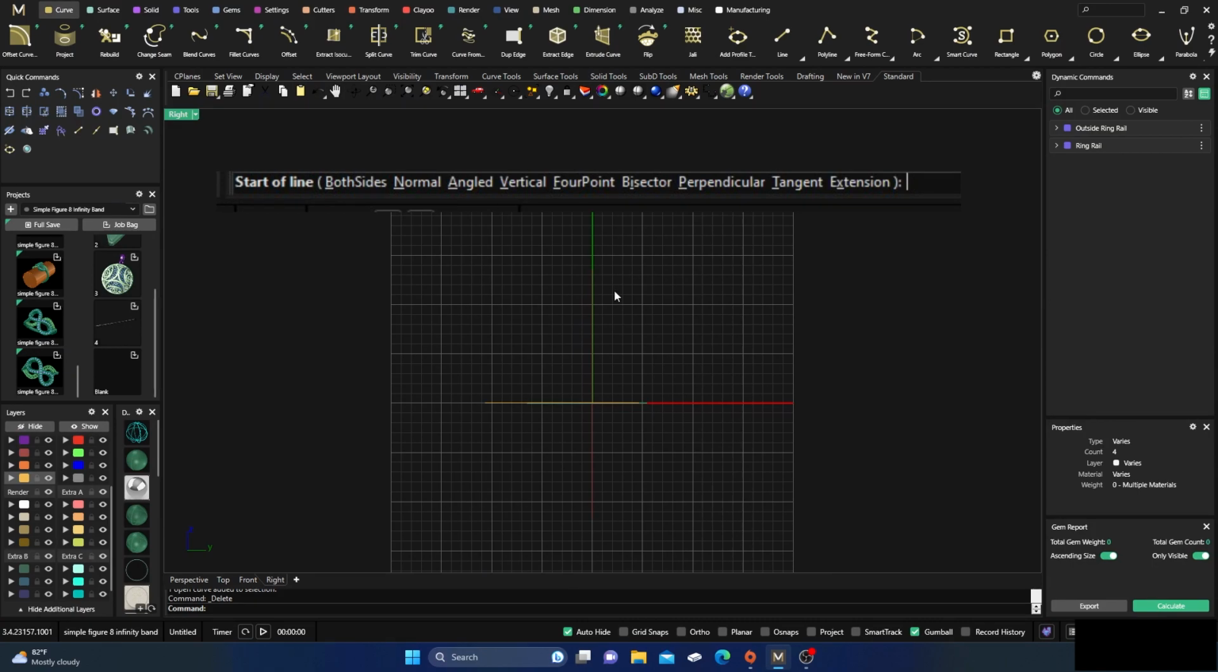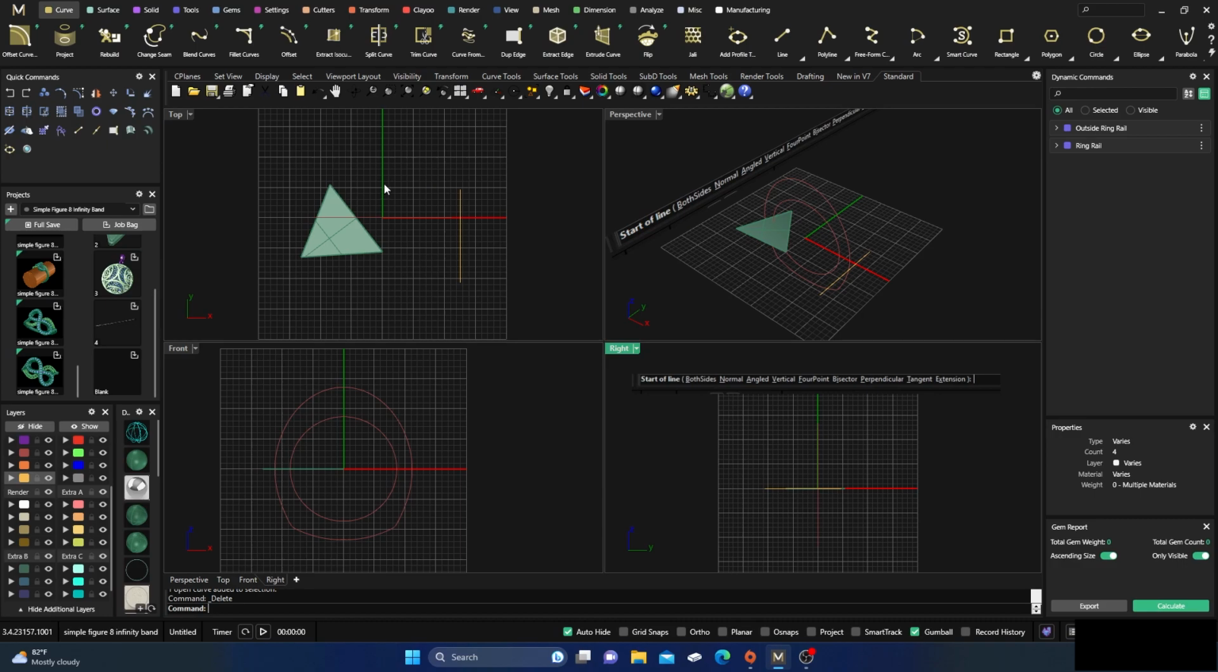Okay, here we are back again, and we've talked about the line by itself. We talked about both sides, and we talked about normals in the previous video. So this one we're going to talk about angled, and angled is really pretty much straightforward. It gives you an angle of some curve from another curve. So basically, it draws a line at a specific angle from a reference line.